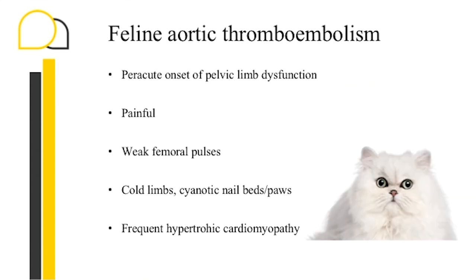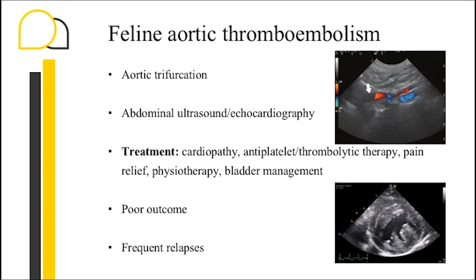Feline aortic thromboembolism. The presentation is also peracute, and it's basically pelvic limb dysfunction. In this case, though, we may see a hyperesthetic area at the level of the pelvic limbs, we may find as well, very commonly, very weak or even absent femoral pulses. The limbs will be cold, and the nail beds and paws will likely be cyanotic due to the hypoperfusion. Frequently, we will find an underlying heart disease, which in cats will commonly be hypertrophic cardiomyopathy. Normally, the thromboembolism will get lodged at the level of the aortic trifurcation, so performing an abdominal ultrasound and echocardiography will be advised. The treatment will consist in addressing the cardiopathy, instigating antiplatelet and thrombolytic therapy, pain relief, physiotherapy, and bladder management. However, we need to be aware that the outcome tends to be poor and relapses are frequent.